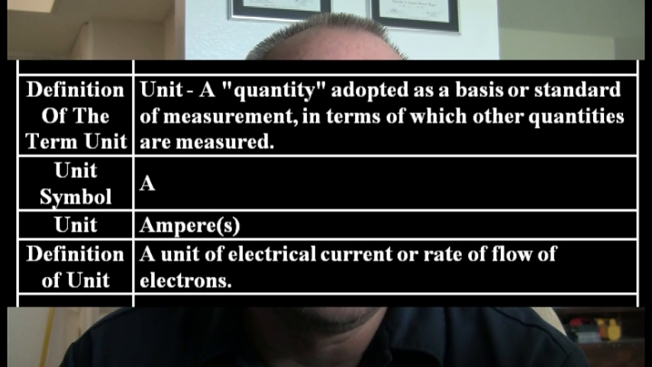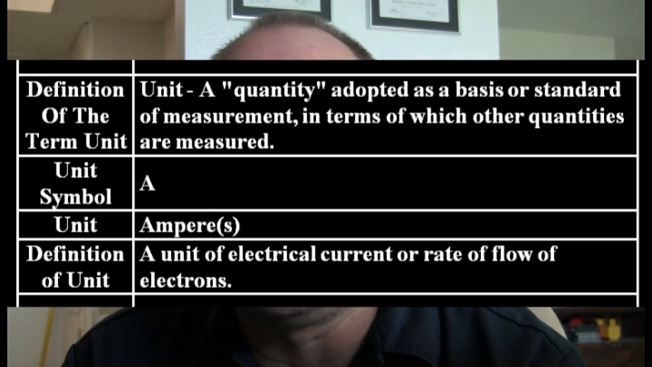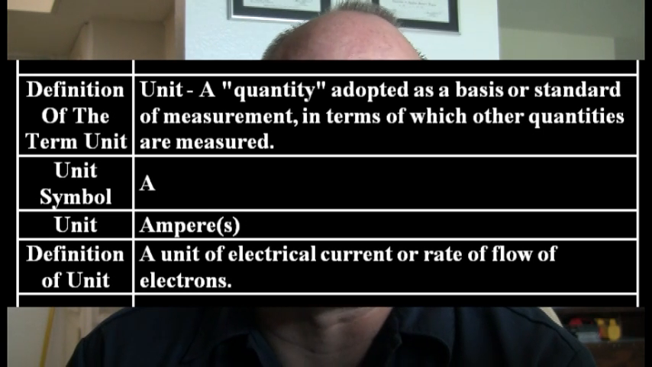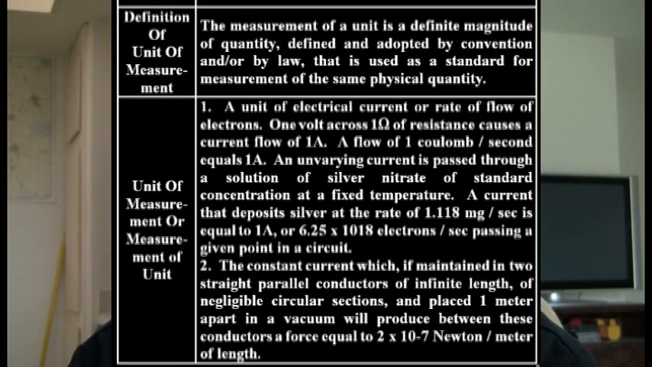The definition of the unit, well, you could say it's a unit of electrical current or rate of flow of electrons. Yeah, the definitions for unit are just really lame, because they don't really define them. Usually they just say, well, it's the SI unit for this quantity, and they don't really know. Anyway, let's go to the next section here where we actually define the measurement of the unit being the ampere.